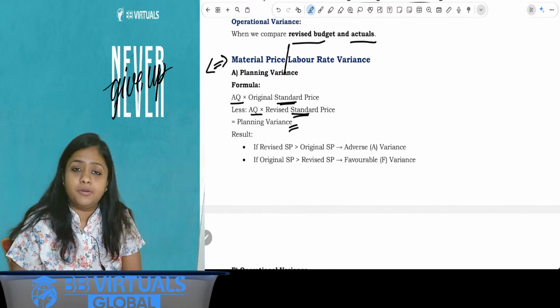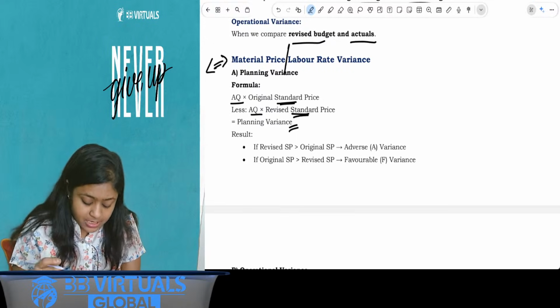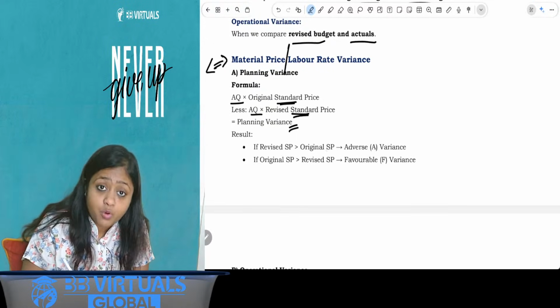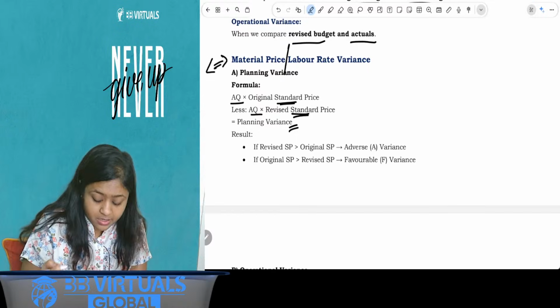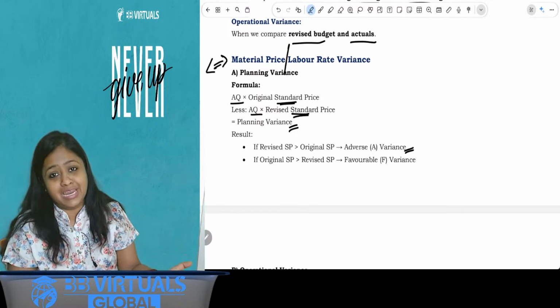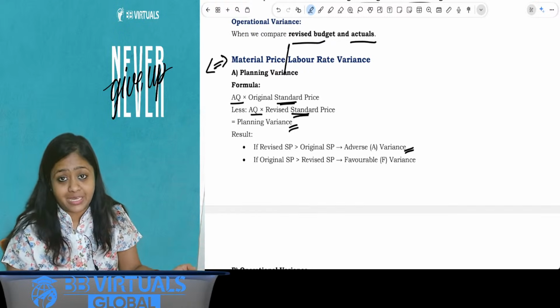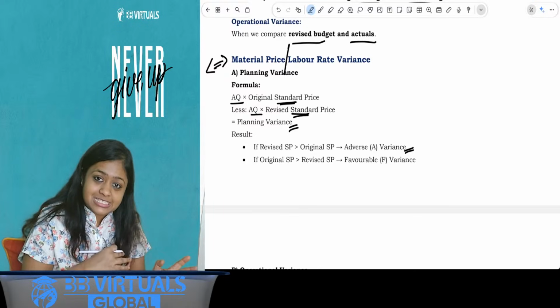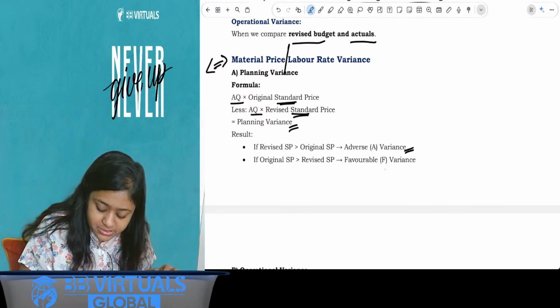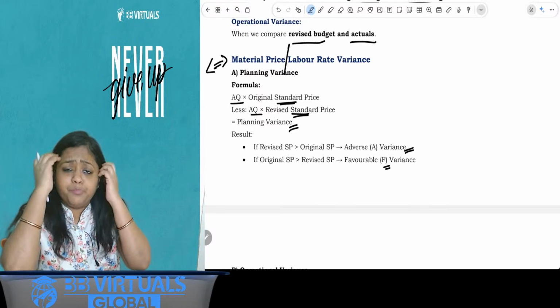Now how will I determine whether it's adverse or favorable? Logical, like we do for original and actuals. If your revised budget is more than the standard original one, it is an adverse variance because now it is actually costing more to the entity and it is more than what the budget was originally expecting. If your revised budget is less than the original budget, then you know it's a favorable variance because now the situations have improved.